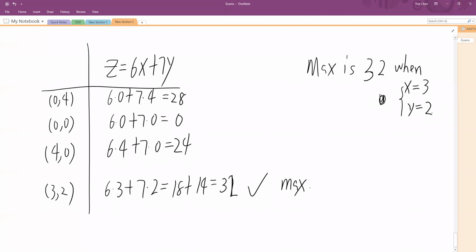Okay, so these are all the problems for the review sheet.